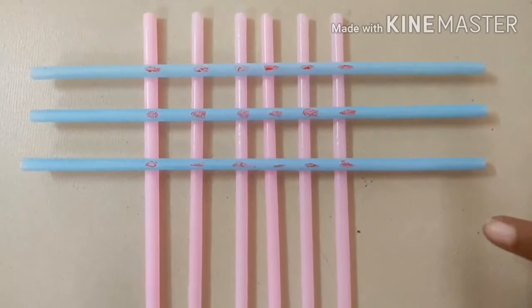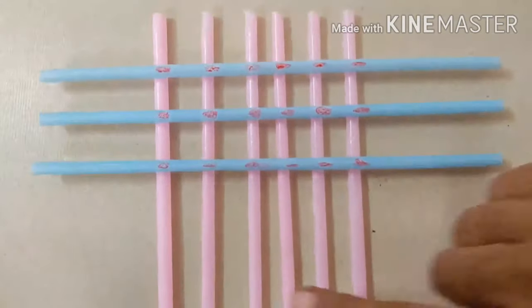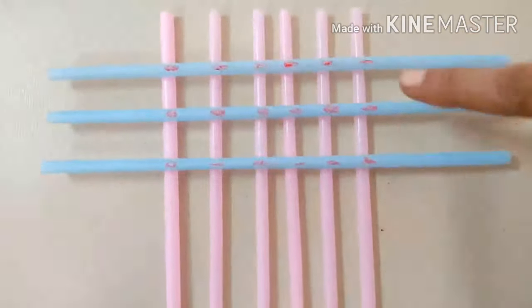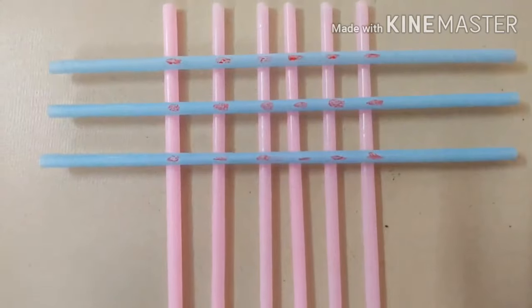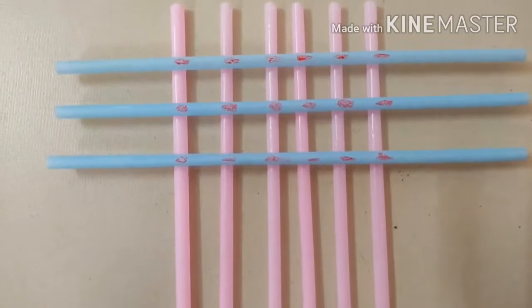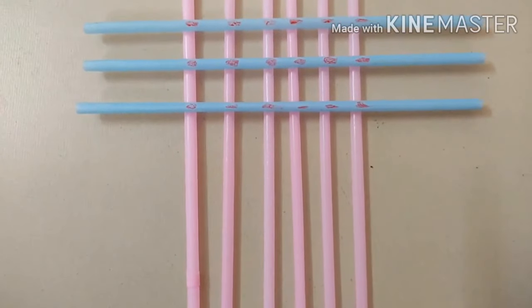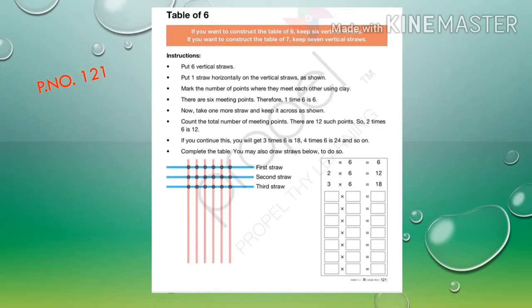If you continue this, you will get 3 times 6 is 18. If you count these meeting points, you will get 18 meeting points. In this way, complete the table. You may also draw straws below. Children, complete the table in your maths textbook, page number 121. You may also draw straws below to do so.